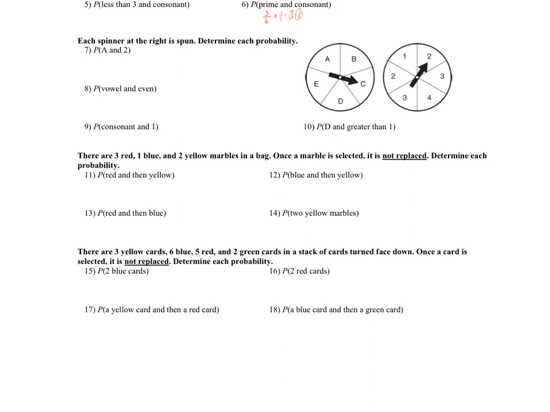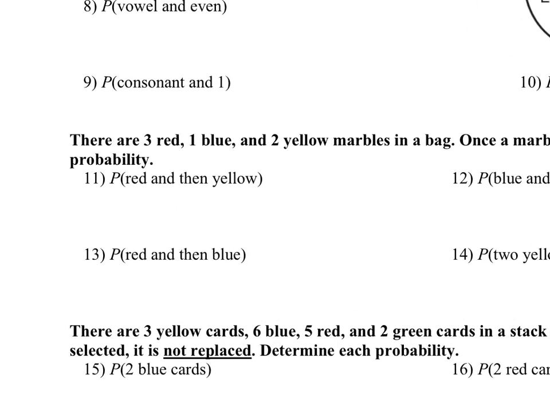So it says there are 3 red, 1 blue, and 2 yellow marbles in a bag. Once a marble is selected, it is not replaced. That's why it's dependent. Determine each probability. So first, we need to find out how many marbles we have all together. So we've got 3, 4, 5, 6. So we have 6 marbles in the bag all together.